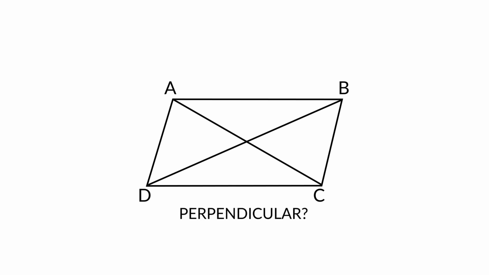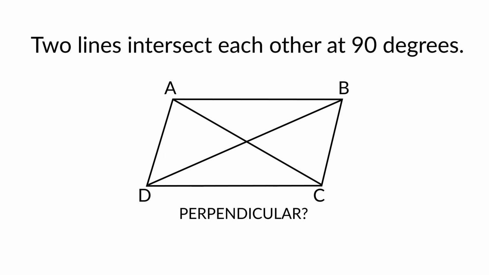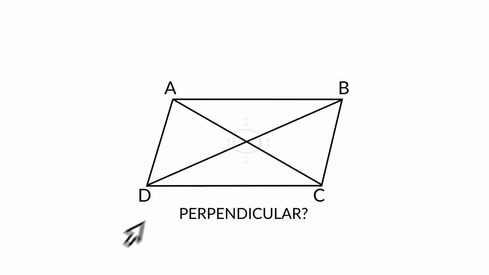What is perpendicular? Correct. It means two lines intersect each other at 90 degrees. See the angles made by these diagonals. In many common parallelograms, these two angles may be less than 90 degrees and these two angles may be greater than 90 degrees. That is, the diagonals may not be perpendicular.